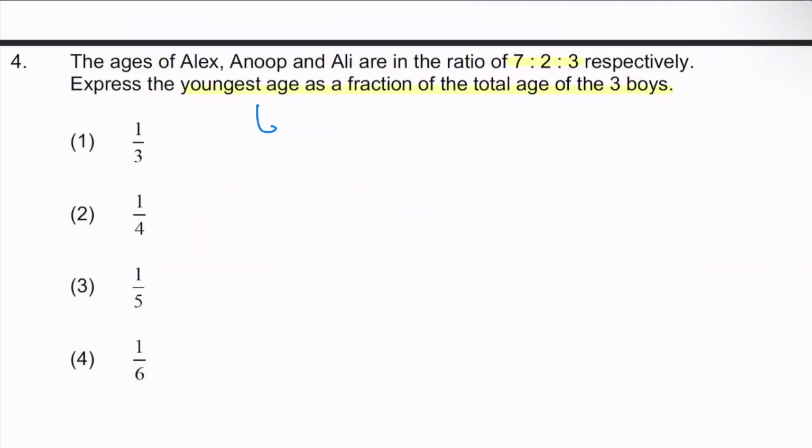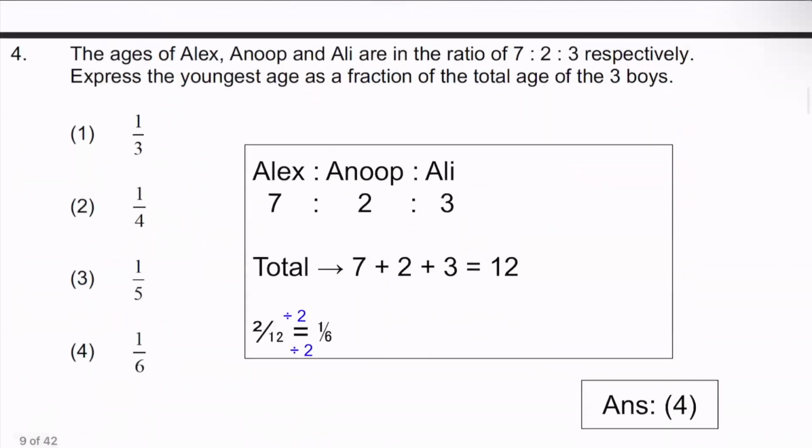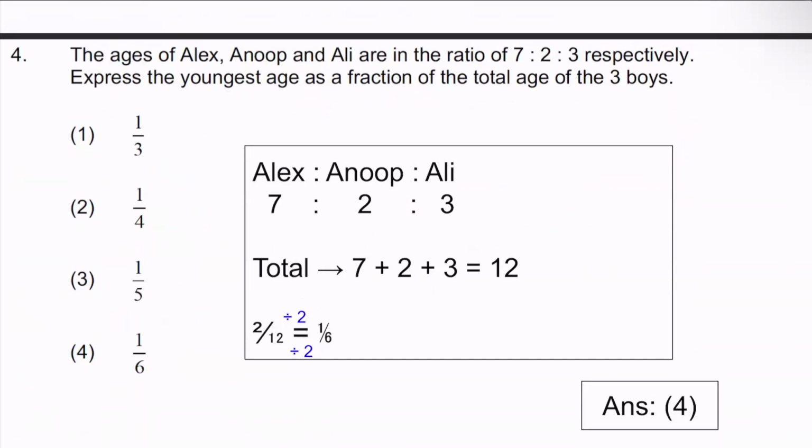This means that, how do they want you to show the fraction? Okay, in this form: youngest age over total age. So the youngest age here is Anup, right? And then the total is 7 plus 2 plus 3, you get 12.